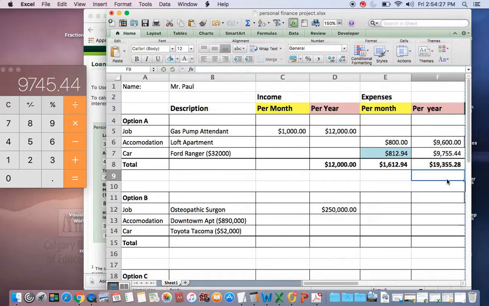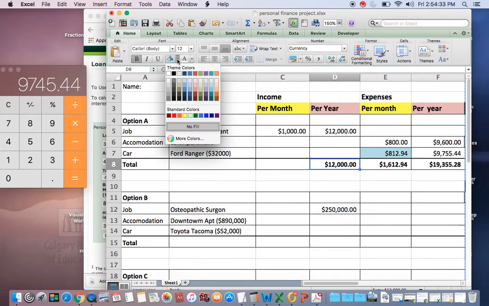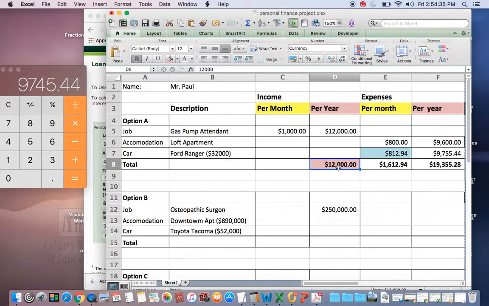Now, once you have this, you're done with that option. You're going to bring your yearly income down to the bottom, just like this. So you see where it is at the bottom. You're going to add up your monthly and your yearly expenses. And now, what do you notice here? My income is less than my expenses. That's going to be a problem. It's really hard to live when you're spending more than you're actually making.